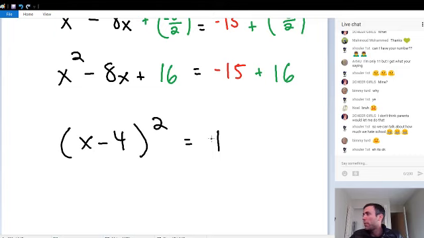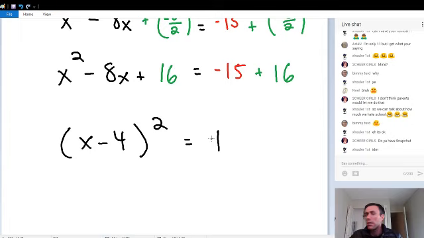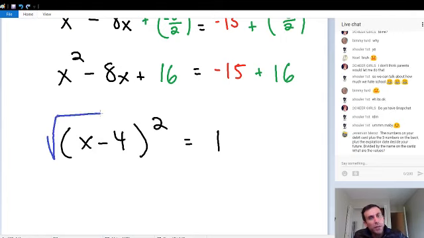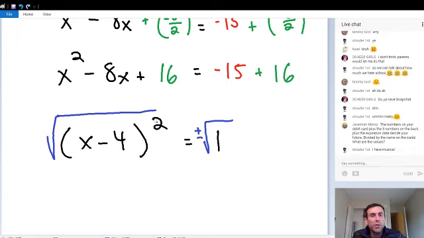All right, so now if we keep on moving on, we can solve for x by getting rid of this square right here. So how do we get rid of a square? You can get rid of a square by square rooting both sides. So let's square root both sides of this equation. And whenever you square root both sides of the equation, on the right-hand side, make sure you put a plus or minus. And this is because if you square a negative number, it's also going to be positive. Okay, so you can't forget to put a plus or minus on the right-hand side of the equation.